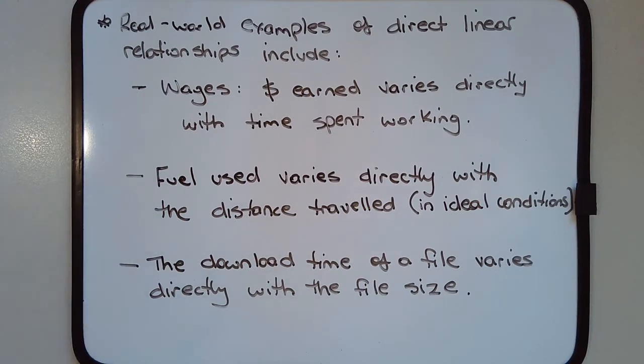What about fuel consumption? Fuel consumption in a car, for example, varies directly with distance traveled. So the longer you drive for, or the longer the journey, the more fuel is going to get used. So we talk about ideal conditions here. We could talk about, well, what if there's traffic lights, and what if the speed changes, or what if there's uphills and downhills, strong wind or anything like that. So we just talk about ideal conditions here.